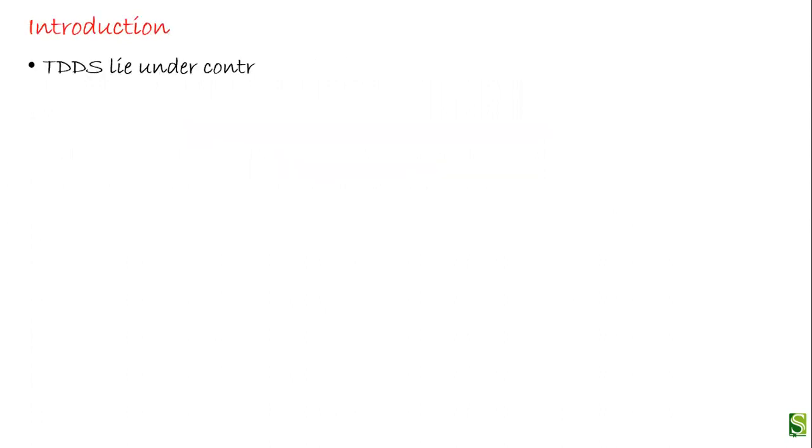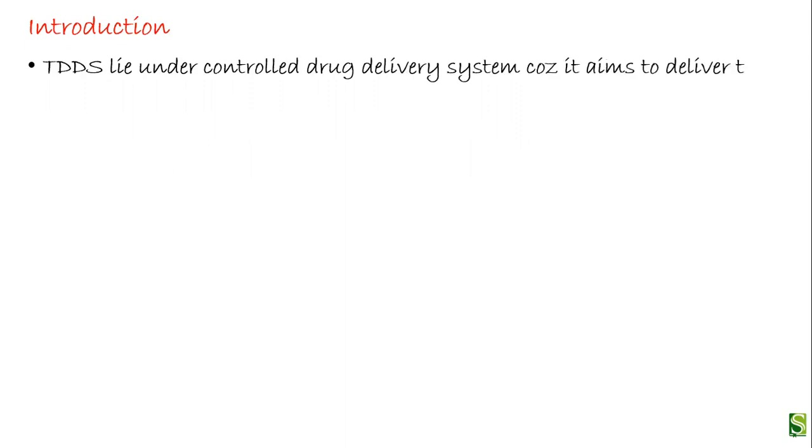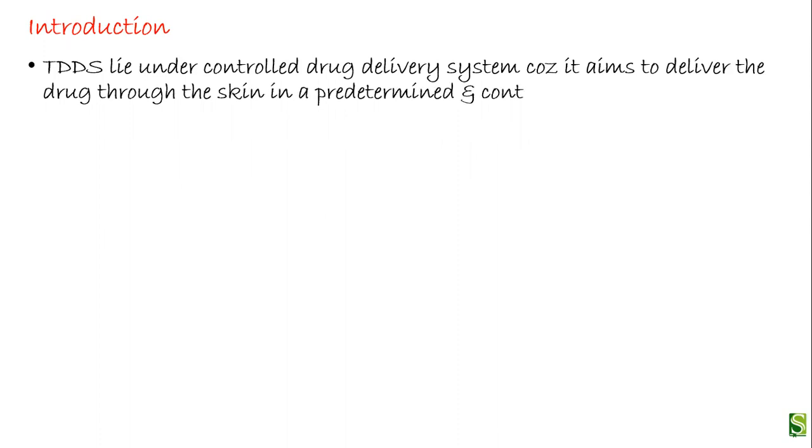The transdermal drug delivery system comes under controlled drug delivery system because it aims to deliver the drug through the skin in a predetermined and controlled rate. Now, because of this predetermined and controlled rate, the drug release can be achieved for a prolonged period of time, and hence we can call this system a controlled drug delivery system.